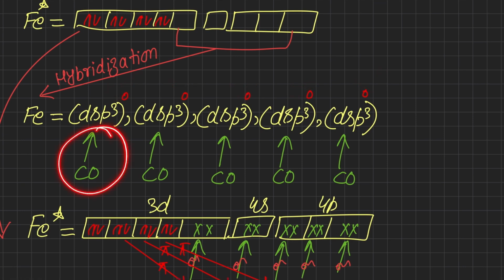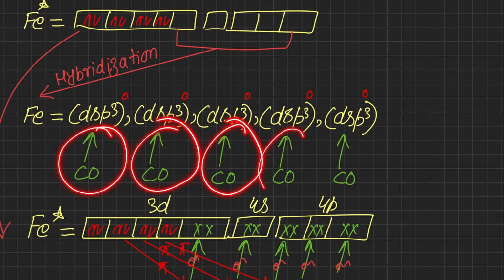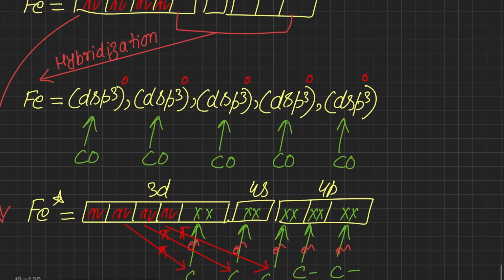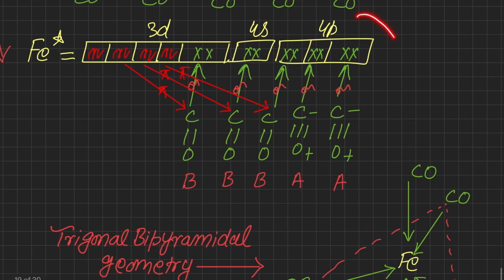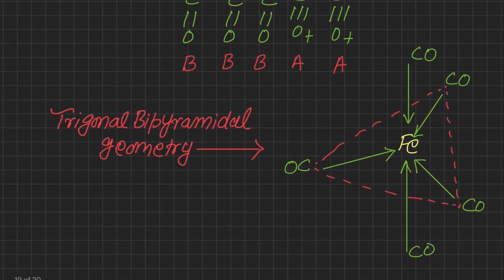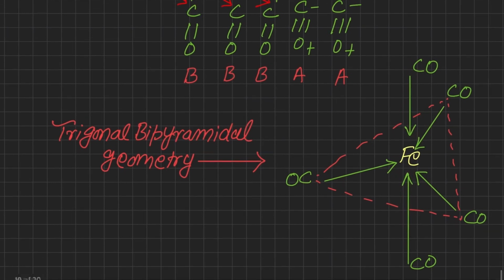So 5 carbonyls, by giving their lone pair which is present in the sp orbital, form 5 coordinate covalent bonds. Now the geometry of this hybridization is trigonal bipyramidal. Like these three coordinate covalent bonds, they are planar, and these two are axial. So in this way a trigonal bipyramidal geometry is formed.